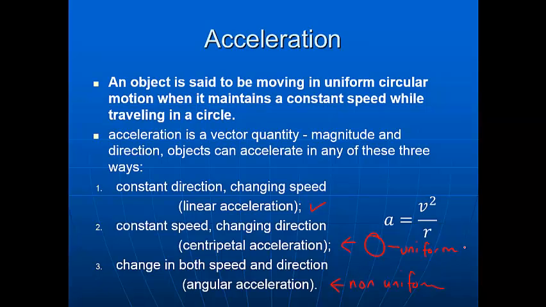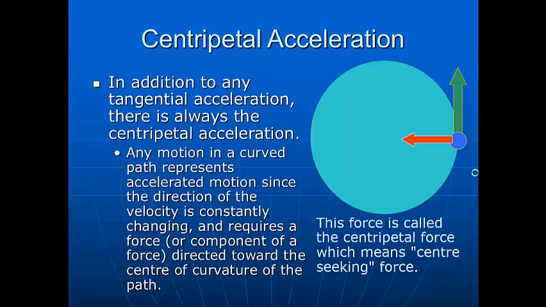And our acceleration can be defined by v squared on r, so our tangential velocity squared divided by r. And there's a little derivation that you can do for that. The centripetal acceleration is in addition to any tangential acceleration. So any motion in a curved path has a velocity that's constantly changing. And so as it goes around, you've got velocity here, velocity here, velocity here. Your direction is constantly changing.